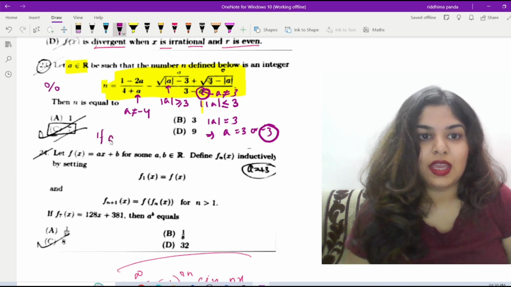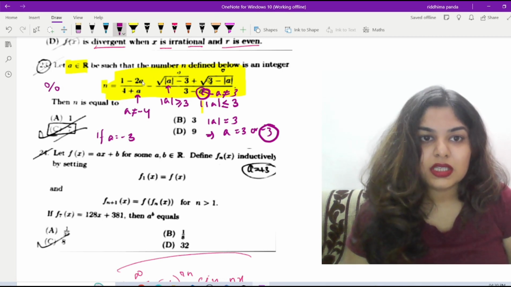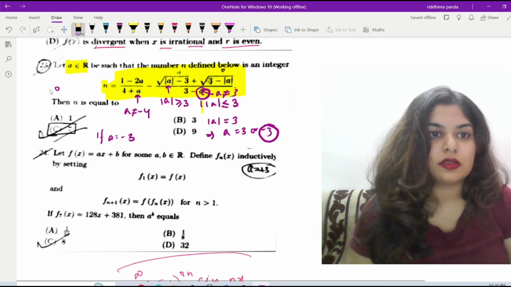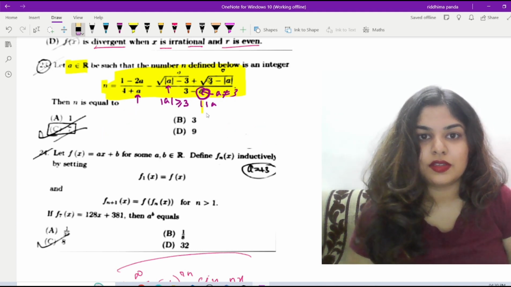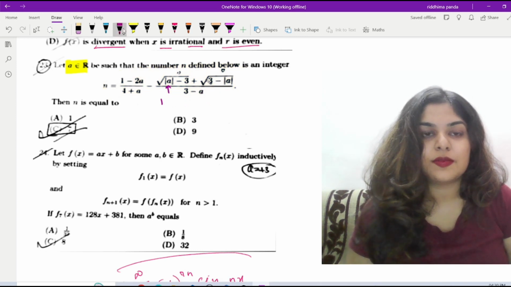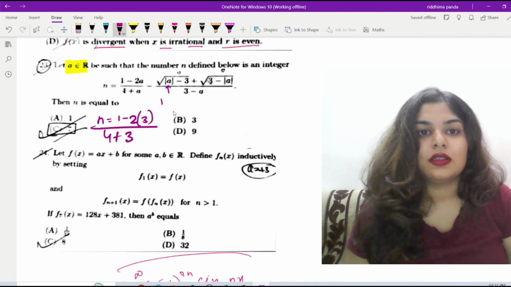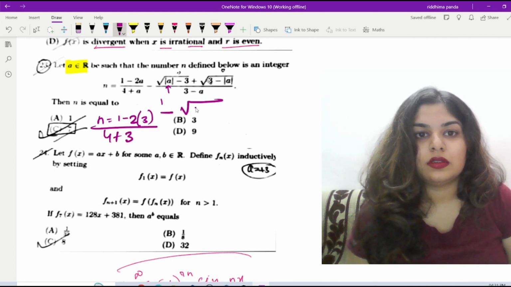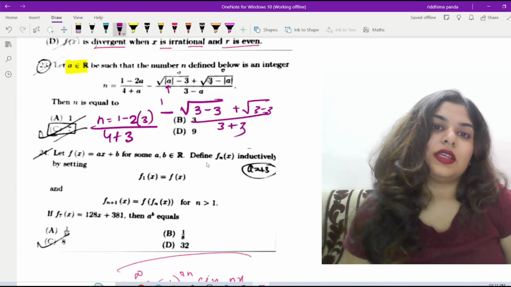So if a is equal to minus 3, then we have to calculate the value of n. Let me put the value of a in the following n expression and calculate. So n is equal to 1 minus 2 into 3 by 4 plus 3 minus root over 3 minus 3 plus root over 3 minus 3, whole divided by 3 plus 3.